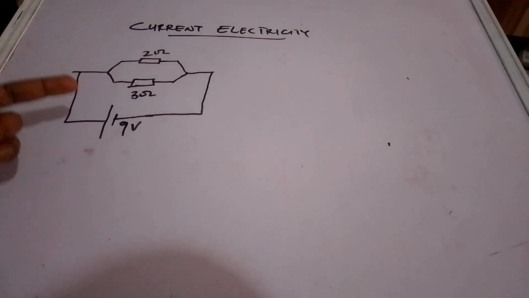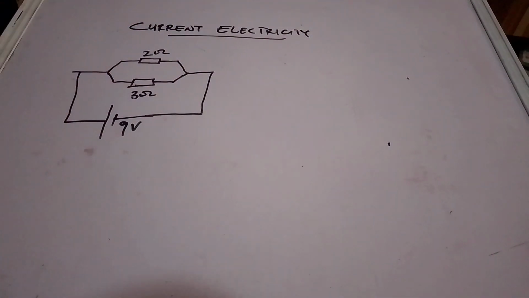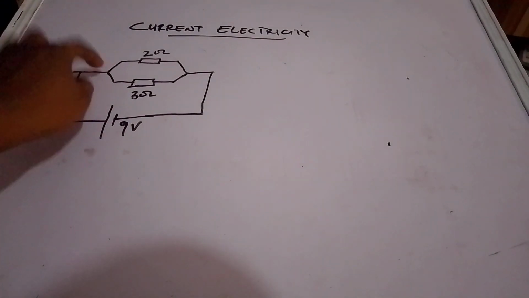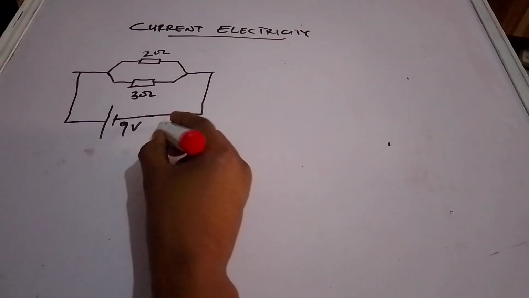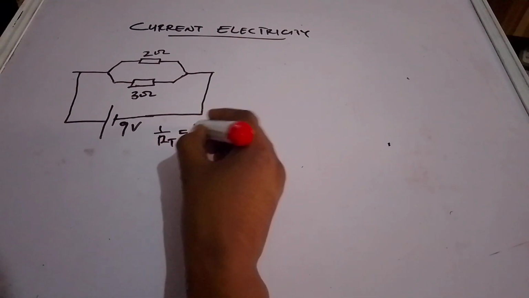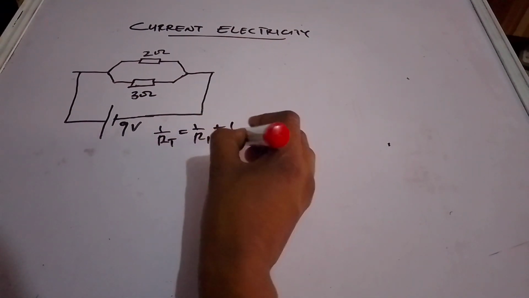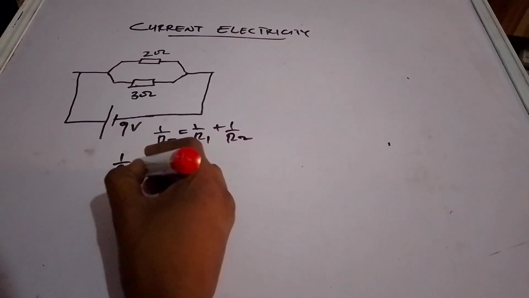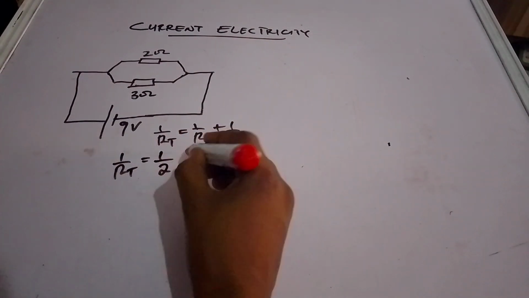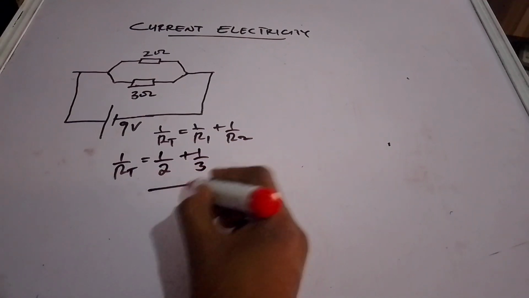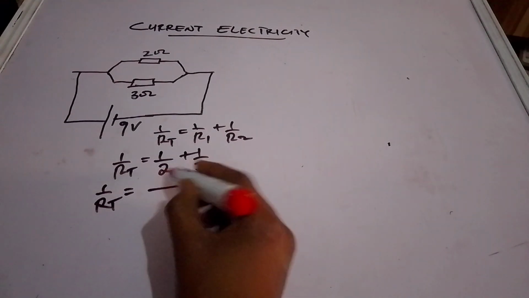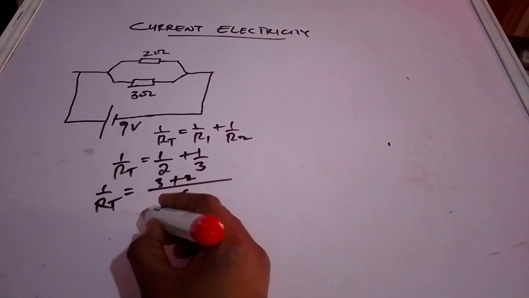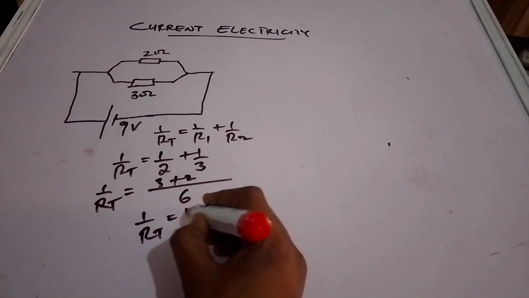Now, you first ask yourself, is it a series connection or parallel? It's parallel, because when current flows there, it's going to split into two. As it's a parallel connection, let's find our total resistance using 1 over R total equals 1 over R1 plus 1 over R2. So 1 over R total is going to be 1 over 2 plus 1 over 3. Let's find the LCM, 6. So 1 over R total is going to be 3 plus 2, so 1 over R total is 5 over 6.